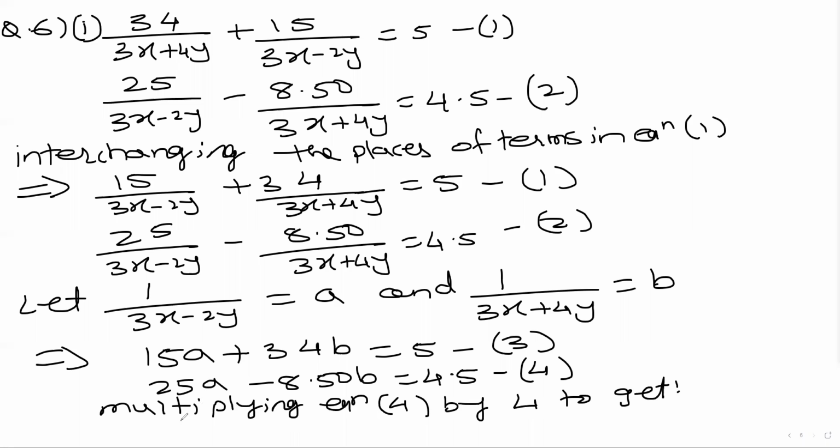Okay. Tell me, what do you get? 100a minus 34b. 4.5 into 4 is 18. Okay, 4.5 into 2 is 9. 9 into 2 is 18, right? So let us call this equation 5. And then immediately we'll say adding equation 3 and 5.